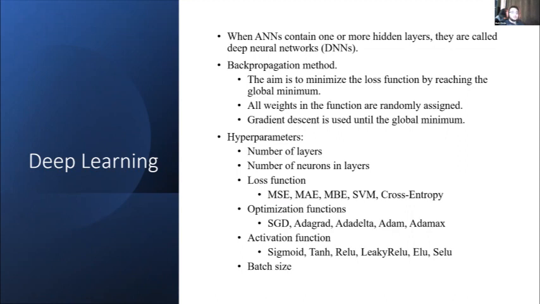The error values used in this process can be calculated using many methods called loss functions. The most commonly used ones for regression are mean squared error, mean absolute error, and mean bias error. And for image processing, support vector machines and cross entropy. The learning process of the model is an optimization, so it requires optimization functions, which are SGD, stochastic gradient descent, AdaGrad, Adadelta, and Adamax.